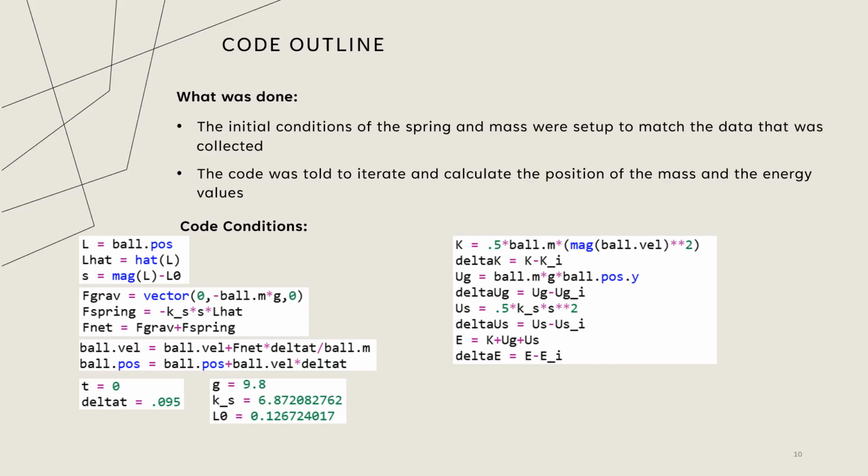So for our code and predictions, we set the initial conditions of the spring and mass to the exact same as that of the real world. So our g is 9.8, our spring constant was 6.87 according to what we could find, and our relaxed length was 0.127. Again, according to our calculations, we set our delta t to the same step as our frame rate on the camera. And then we told the code to iterate, updating the positions of the mass by updating the forces, and then update the energy values as well. So that's what all of this code here does.